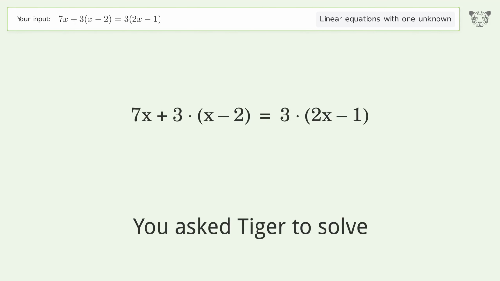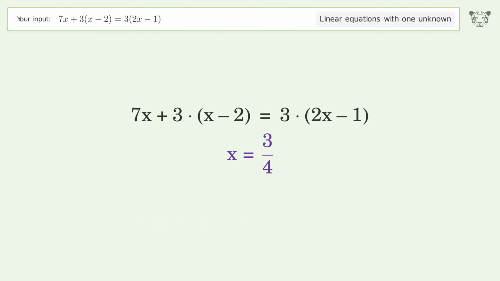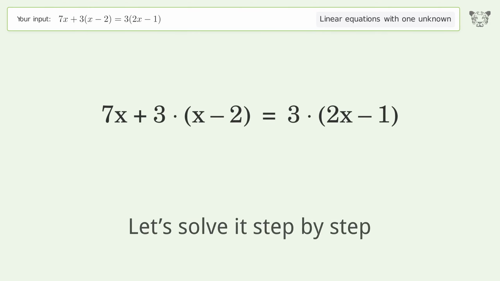You ask Tiger to solve. This deals with linear equations with one unknown. The final result is x equals 3/4. Let's solve it step by step.